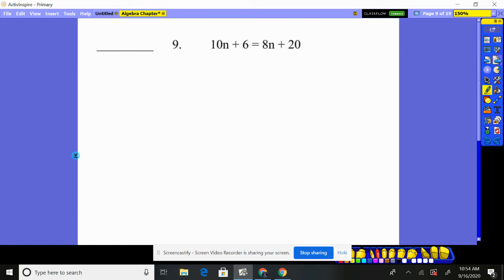The next one, again, variable number equals variable number. So get all variables to one side, all numbers to the other. Well, I see 10n on the left, 8n on the right. It's going to be easiest to take 8n away from both sides of the equation. That makes it go away here, which basically moves it to the left in this situation.